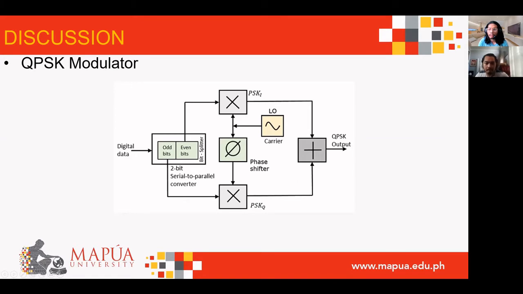Then they are multiplied with the same carrier to generate the PSK signals. So you can see there are 2: PSK I and PSK Q. PSK I is for the odd bits, and PSK Q is for the even bits. Then the signal is phase shifted by 90 degrees before being modulated.